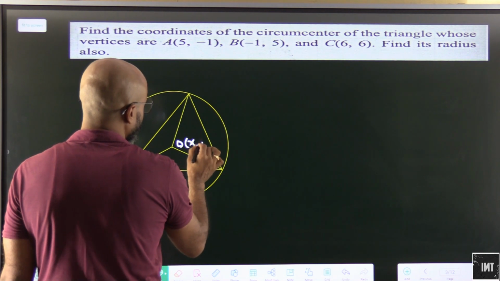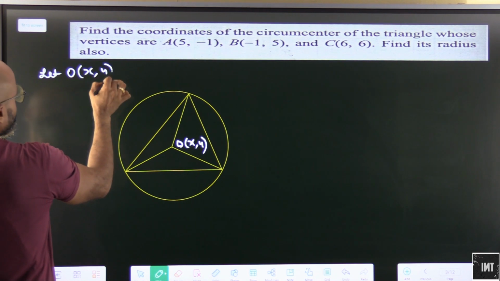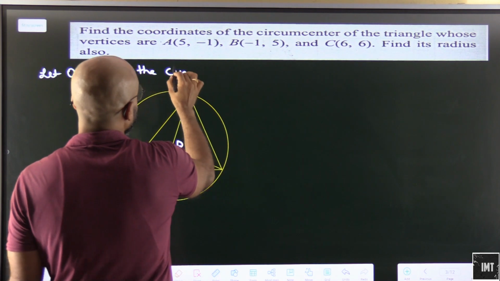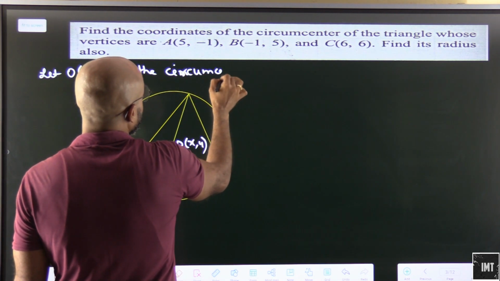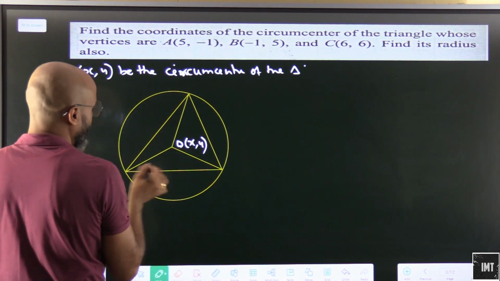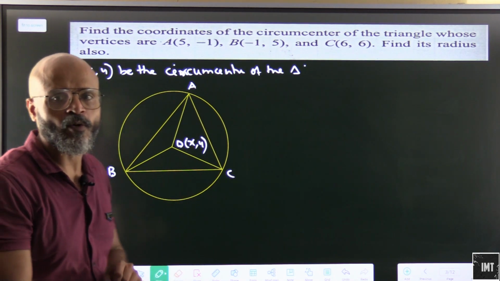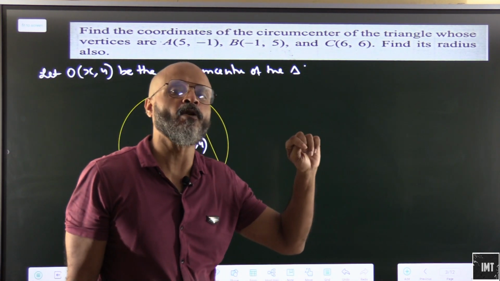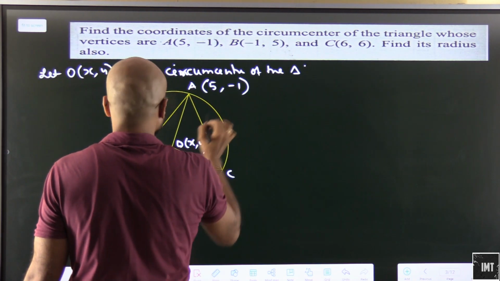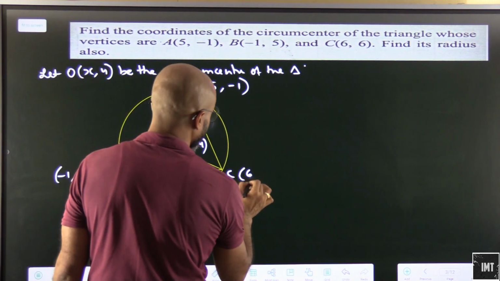Let O, that is (x, y), be the center, or rather the circumcenter of the triangle. Okay, so O has to be equidistant from all these points, that is A, B and C. Let's say A is (5, -1), B is (-1, 5) and C is (6, 6).